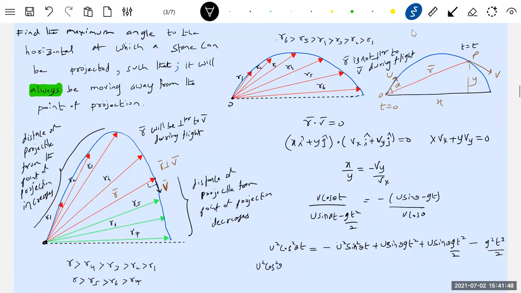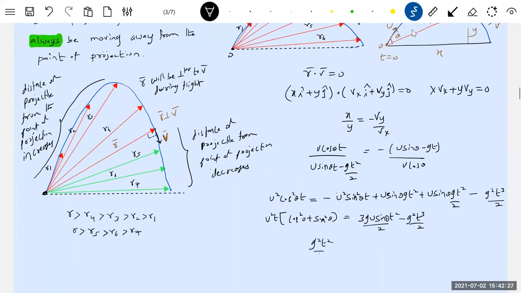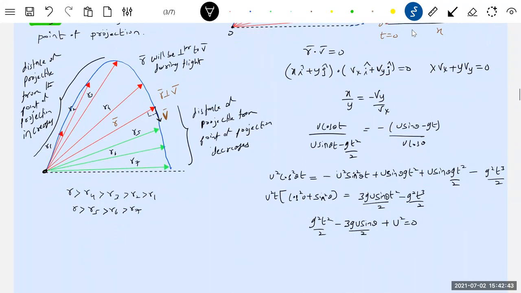So let me bring this equation. U square t taken common, cos square theta minus sin square theta, equal to u sin theta g t square and u sin theta g t square. This will become 3 g u. One t gets eliminated, so then we'll end up with a quadratic equation: g square t square by 2 minus 3 g u sin theta by 2 plus u square equal to 0. T will be there here.